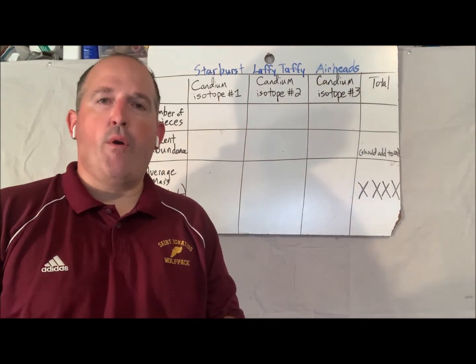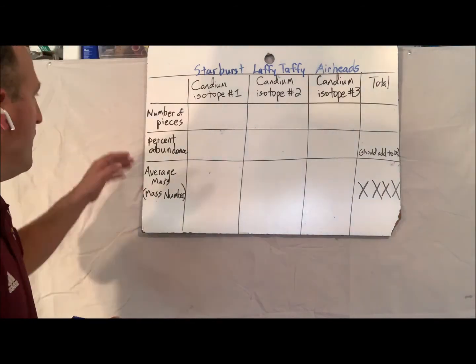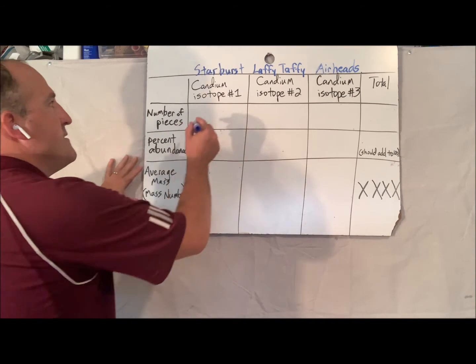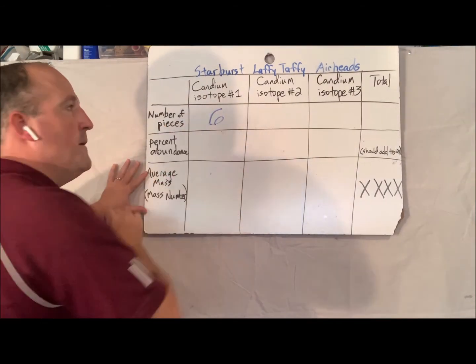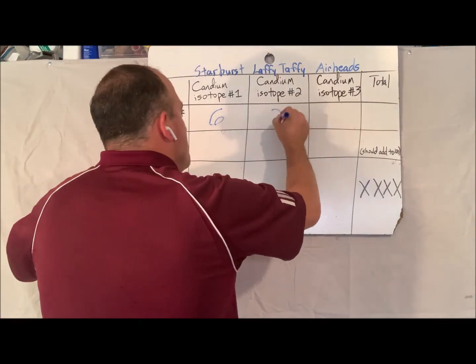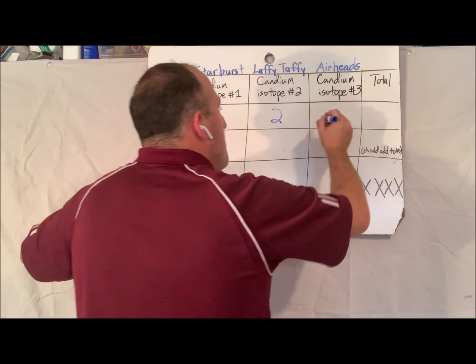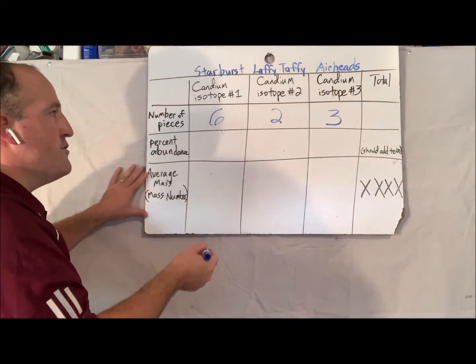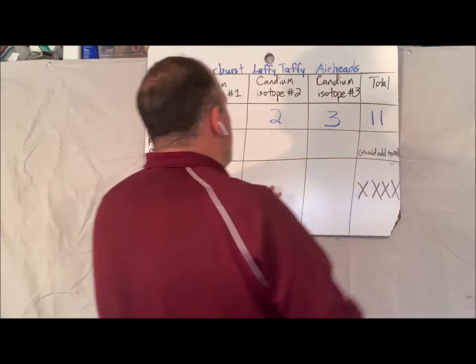Okay, let's summarize the data that we've collected in this lab. First, on your data table, let's note the number of pieces of Starburst, which we had 6 of, Laffy Taffy, which we had 2 of, Airheads, which we had 3 of. And if you add 6 plus 2 plus 3, you get 11.